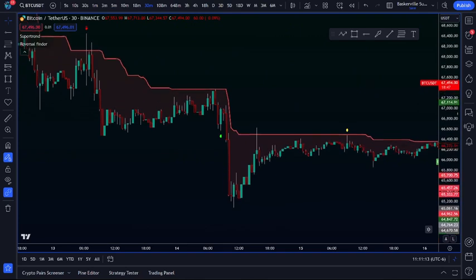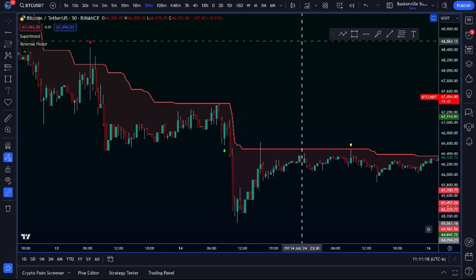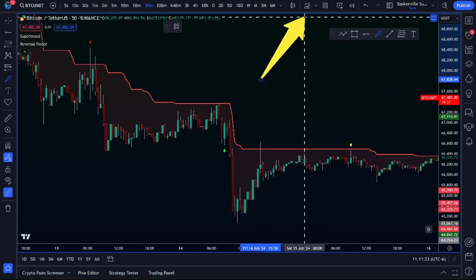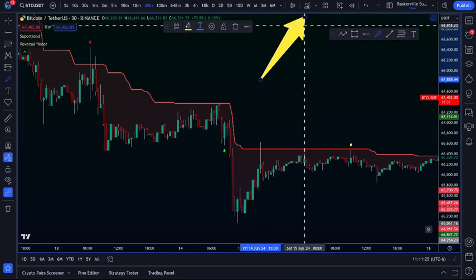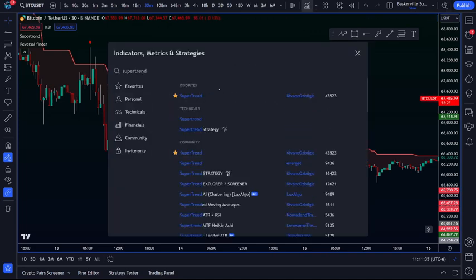So the first thing we'll do is look at the indicators, right? The two indicators that I'm using are Super Trend and Reversal Finder. So to find our indicators, we take a look at this button up here. This is the indicator button with these candles in that line. And as we click it, it's going to open up our indicator menu. And I'm going to type in Super Trend. And here it is right there.